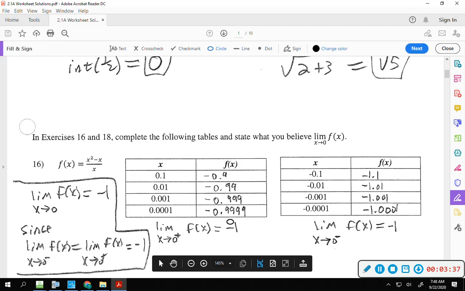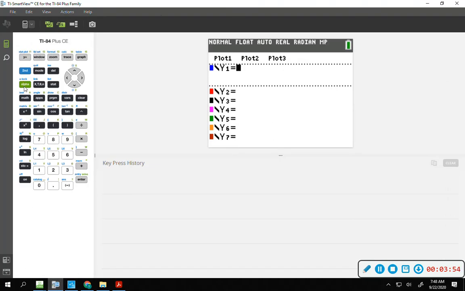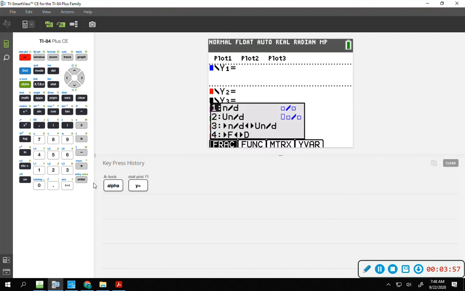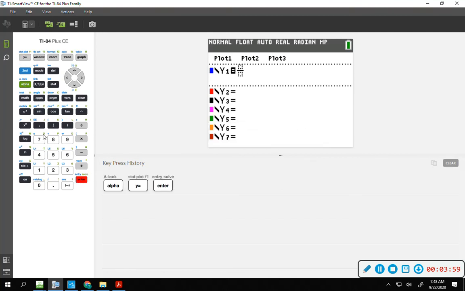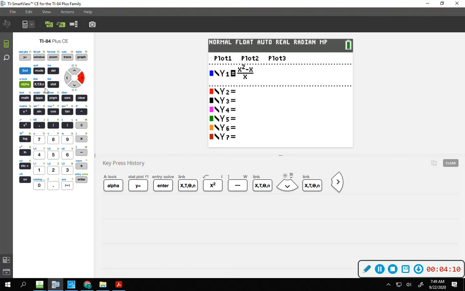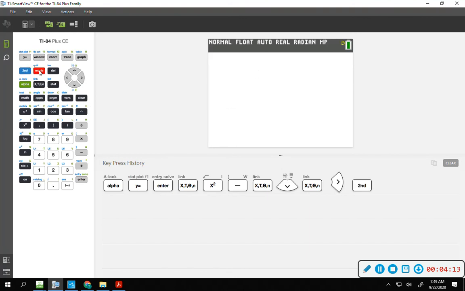I'm going to take a moment here and show you how I'm getting these values out of the calculator, because this is not an equivalent step. The table feature does not work as well as simply doing this. If I type x squared minus x over x into my calculator, I'm going to go alpha y equals, 1, or just enter. X squared minus x. I'm going to cursor down over x. Then I'm going to cursor to the right. And then I'm going to go second quit to get back to the home screen, and call up that y1 function.